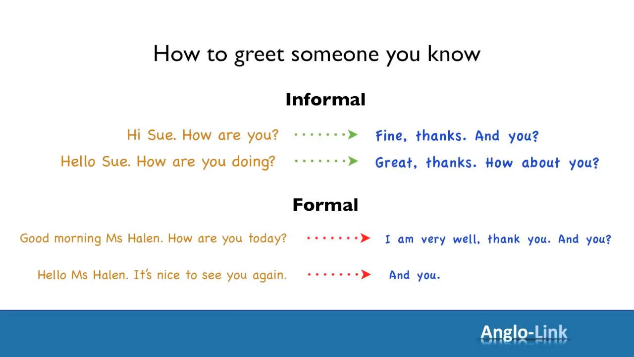Now, look at the two sentences again. In the first one, good morning, Miss Helen. How are you today? The answer was, I'm very well, thank you. And you? And you here is a question. She's returning your question. She's asking, how are you? In the second example, it's nice to see you again. And you? And you is a statement. It has a falling intonation, and it's used to return the compliment or the greeting.